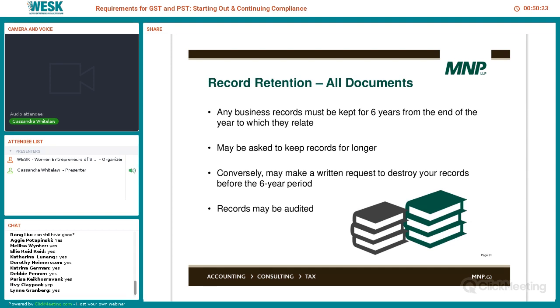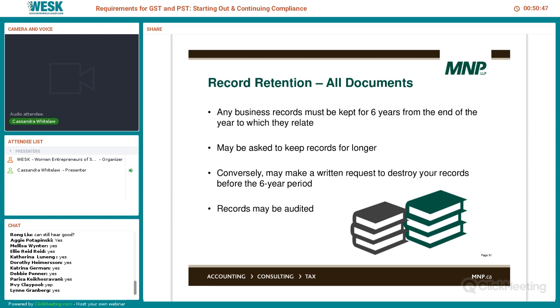So just to wrap up, I wanted to make a note about record retention. This isn't just for PST or GST, this will be for anything to do with your business. It's crucial to keep records. The CRA requires that businesses keep their records for 6 years from the end of the year to which they relate. So that means that at any given time, you'll have 7 years of records on hand, the prior 6 years and your current year.